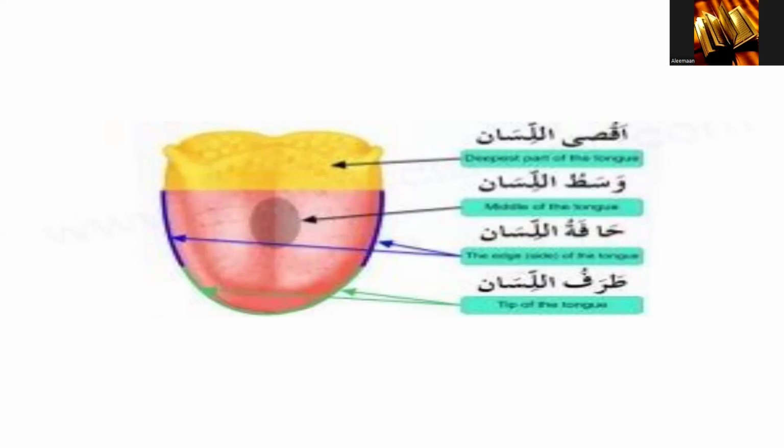Tongue, we have seen there are four portions. One is aqsal lisan, the deepest part of the tongue. Second is wasatul lisan, the middle of the tongue. Third is hafatul lisan, the side of the tongue. Fourth is taraful lisan, the front of the tongue. Another is ru's al lisan, a little up to the top of the tongue, the tip of the tongue. But we will deal with the four portions.